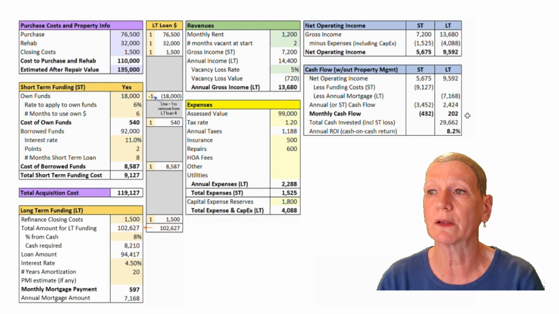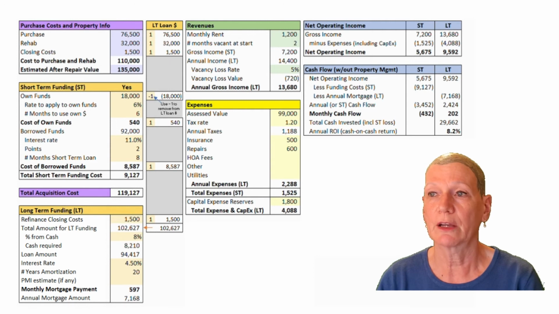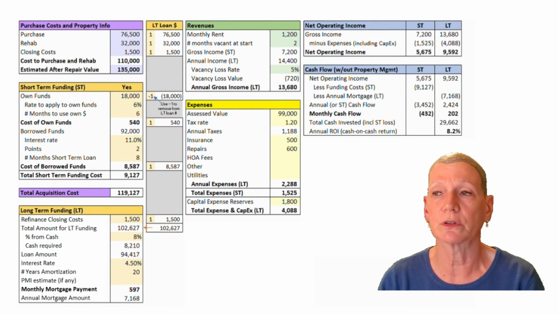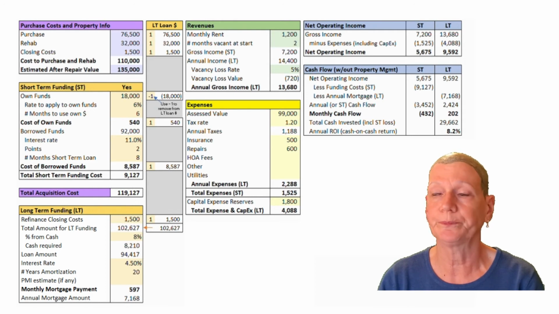And so you can see in the long term, our long-term cash flow gives us an ROI, cash on cash return, of about 8.2%. So again, you make your own determination of what your goals are for cash flow, however you want to measure that, whether it's cash on cash return or a monthly return, and you decide if this is going to meet your criteria.